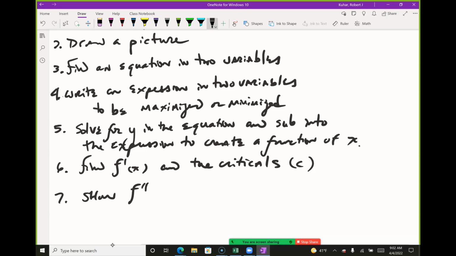Show f double prime of c is a max or a min. Remember, if f double prime is negative, people frown, I'm going to be at the top of the hill. It'll be a max. If f double prime is positive, people will smile, I'll have a minima, right? A min.